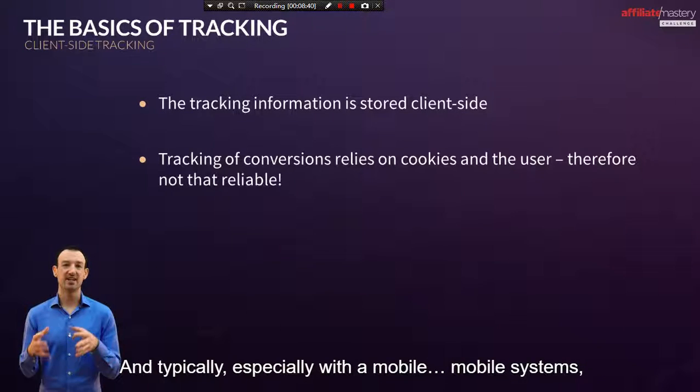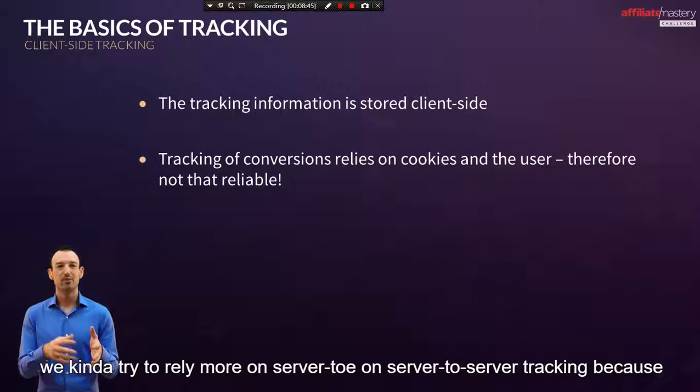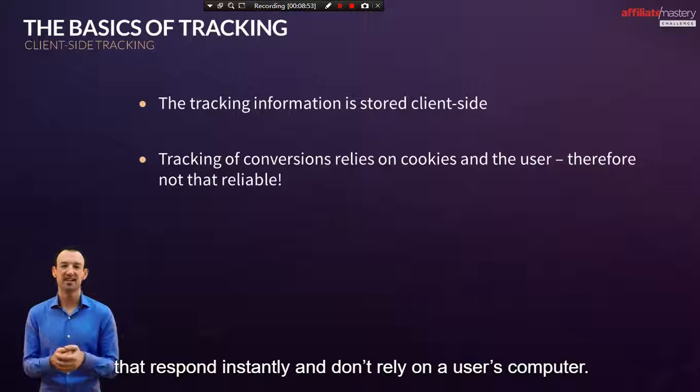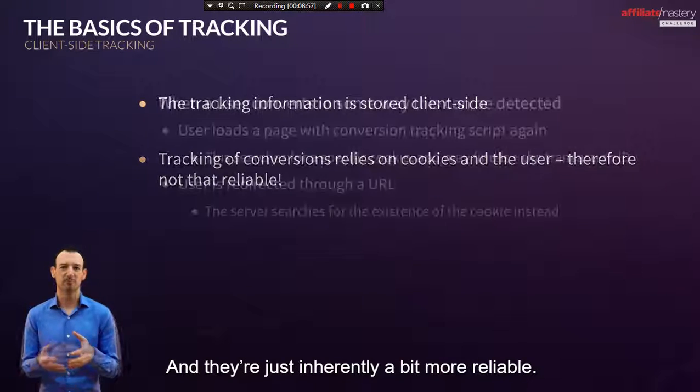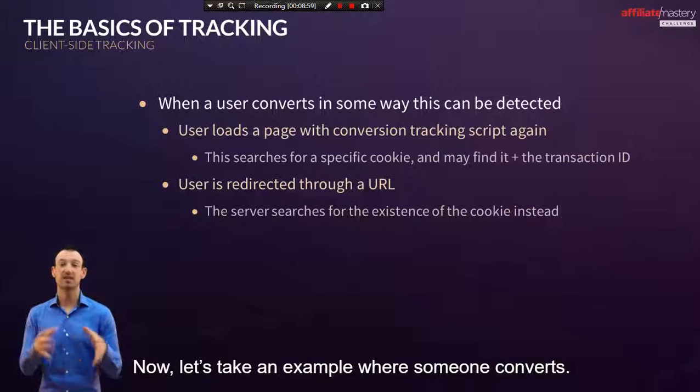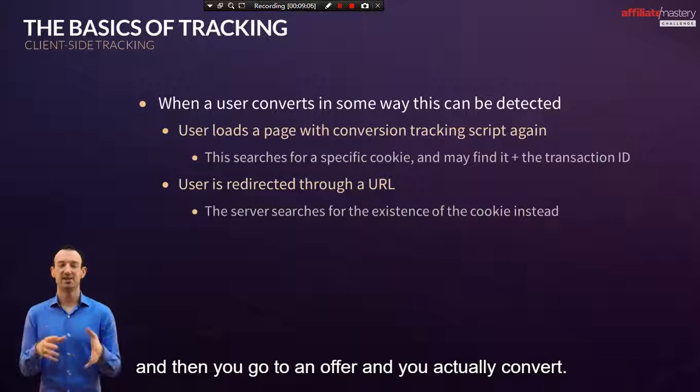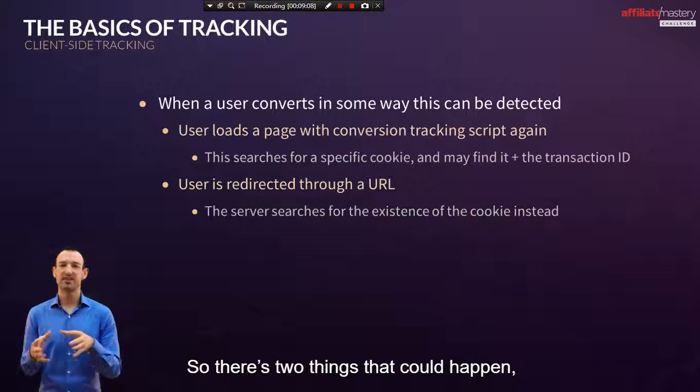And typically, especially with mobile systems, we try to rely more on server-to-server tracking, because then we're relying on programmatic machine systems that respond instantly and don't rely on a user's computer, and they're just inherently a bit more reliable. Now, let's take an example where someone converts. So say you've been cookied and you're using client-side tracking, and then you go to an offer and you actually convert. So there are two things that could happen.